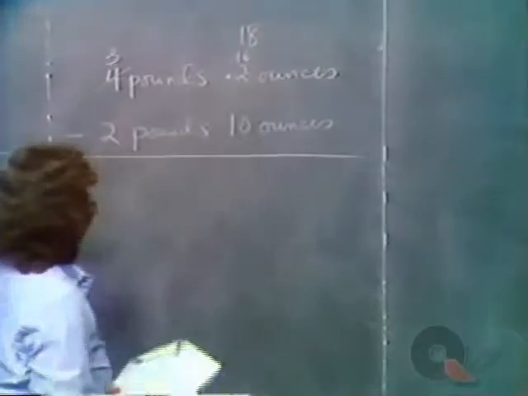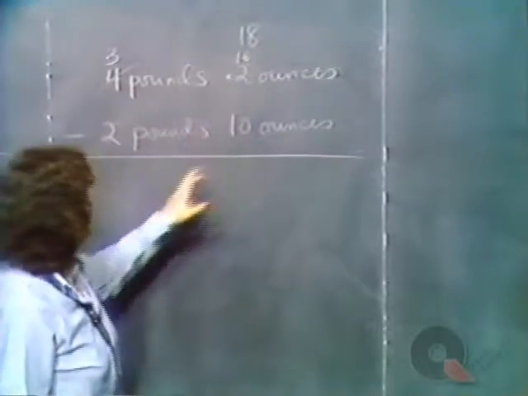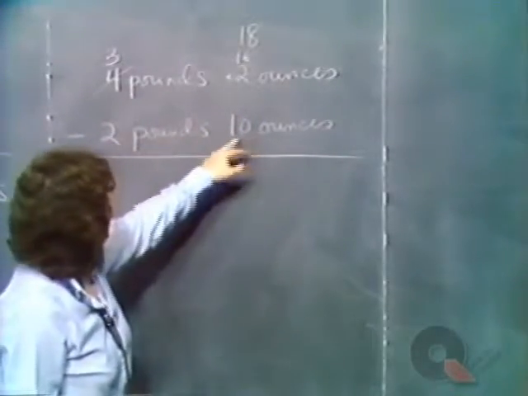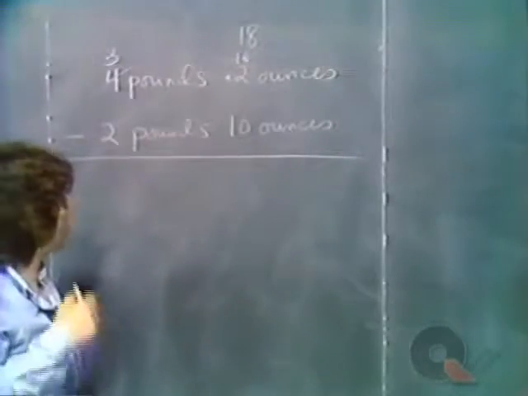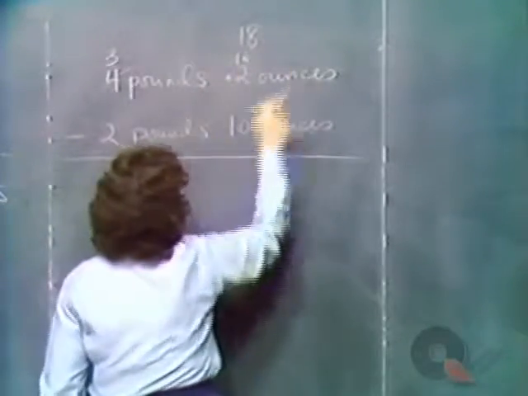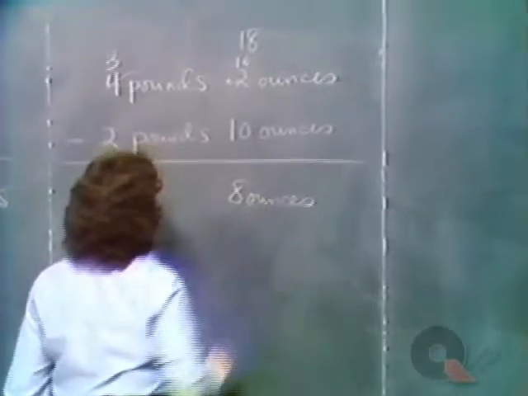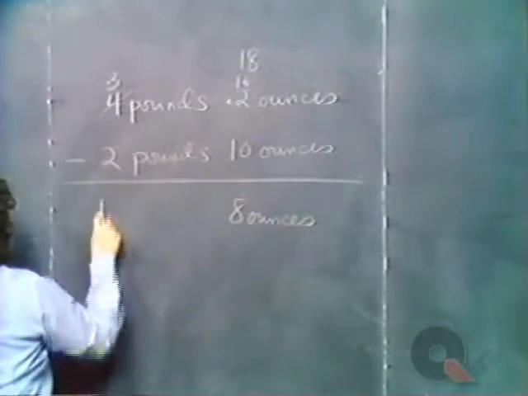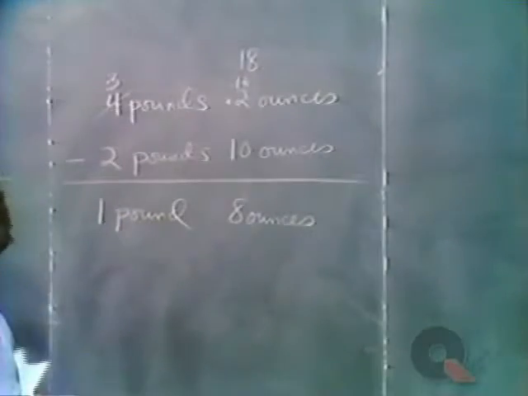So instead of 2 pounds, 10 ounces being subtracted from 4 pounds, 2 ounces, we have 2 pounds, 10 ounces being subtracted from 3 pounds, 18 ounces. And now we can do the subtraction directly. 18 take away 10 leaves us with 8, so 8 ounces, and 3 take away 2 leaves us with 1. 1 pound, 8 ounces for our answer.